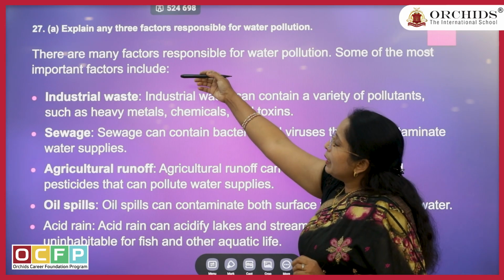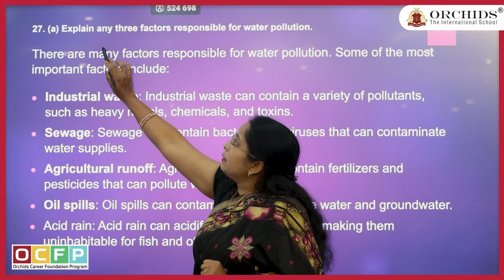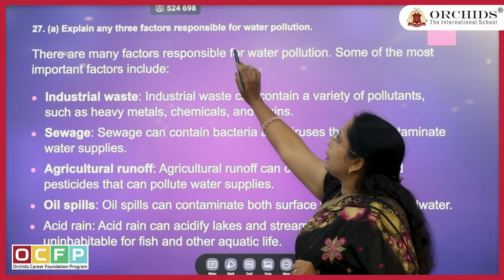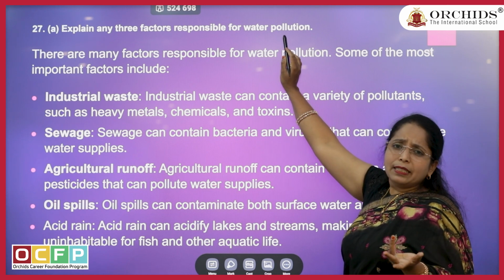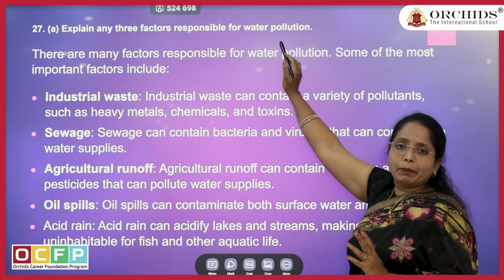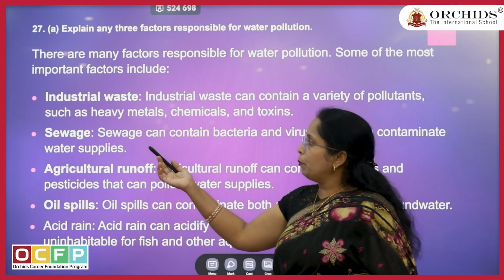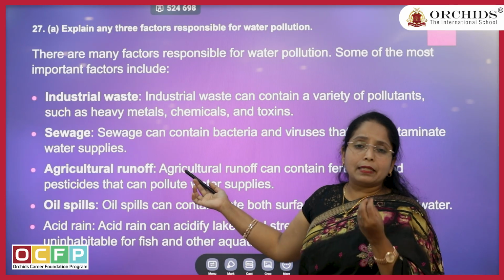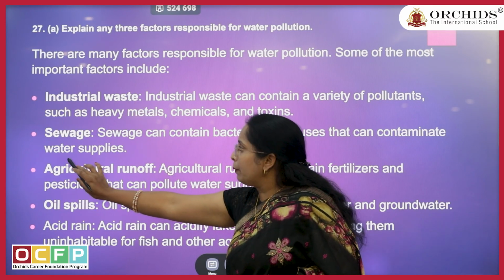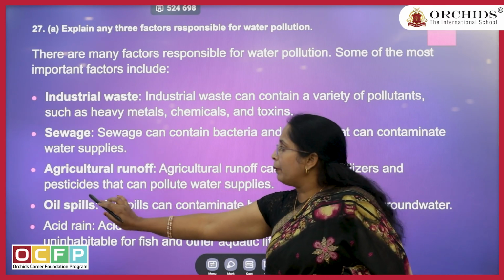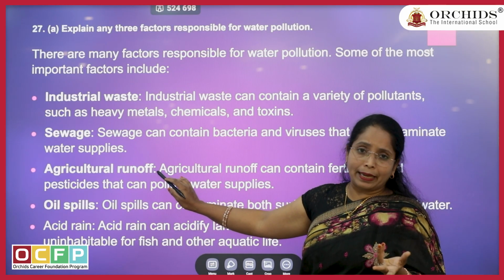Let us go with the 27th question. Question A is, explain any three factors responsible for water pollution. You all, this is a general question, right? You can see by your observation what are the main reasons responsible for water pollution. I think here 3 marks is like pocket marks for you. Easily you can write industrial waste, and you can write sewage, and you can write about agriculture runoff, because fertilizers, chemicals are used in agriculture, right?